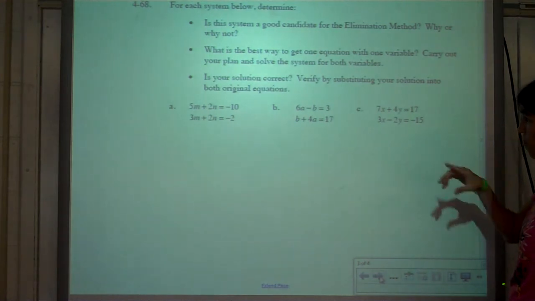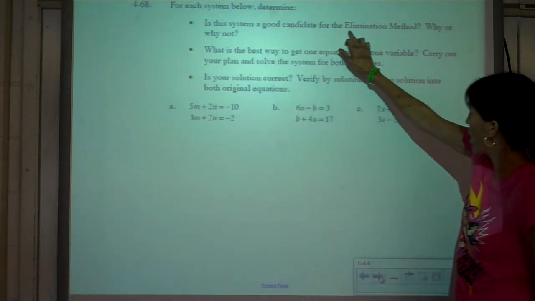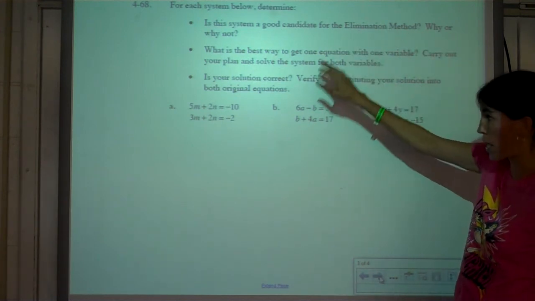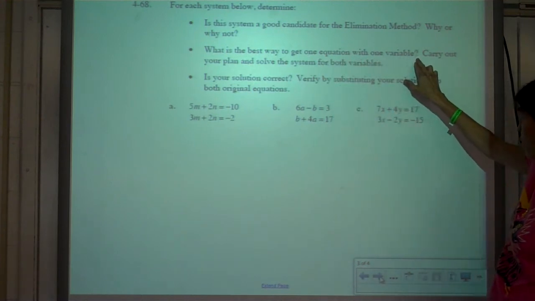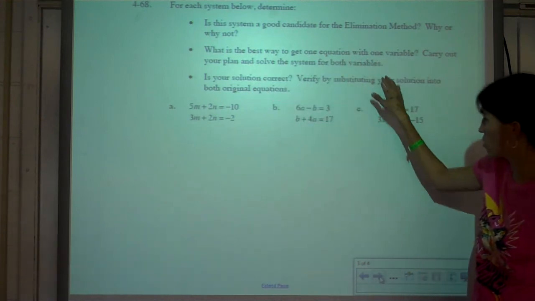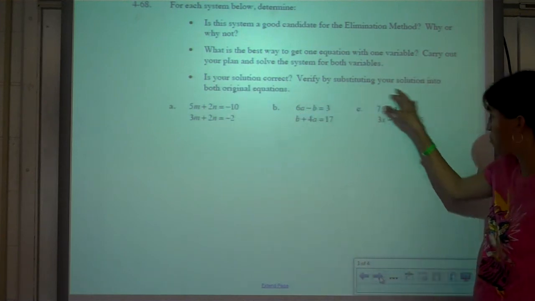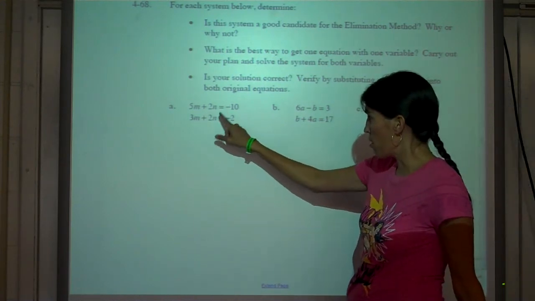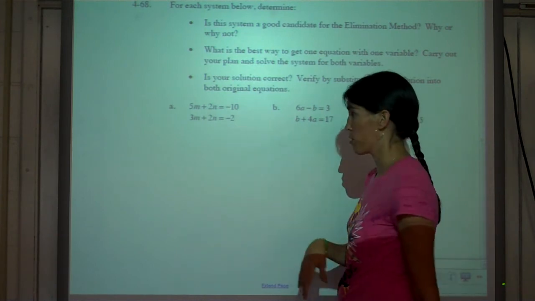All right, now, for each system below, determine, is this system a good candidate for the elimination method? Why or why not? What is the best way to get one equation with one variable? Carry out your plan and solve the system for both variables. Then, is your solution correct? Verify by substituting your solution into both original equations. Okay, take a minute and think about A. Actually, hit pause, and then when you're ready, turn this back on.